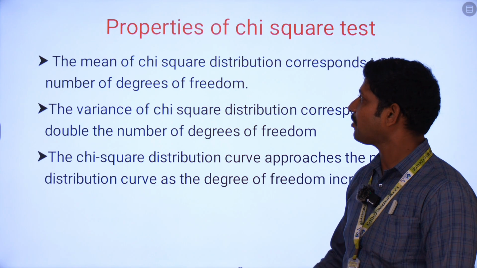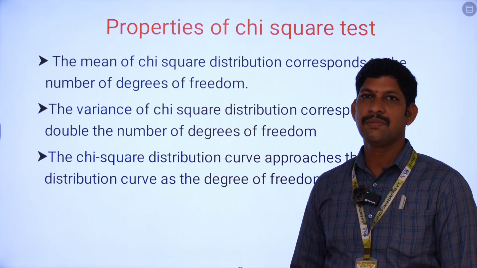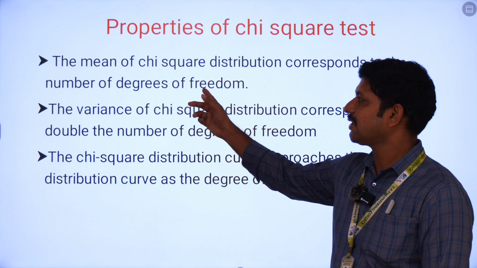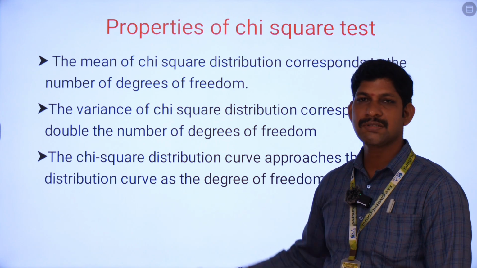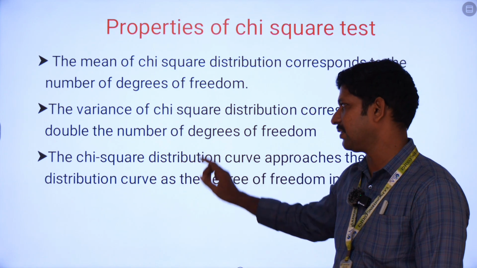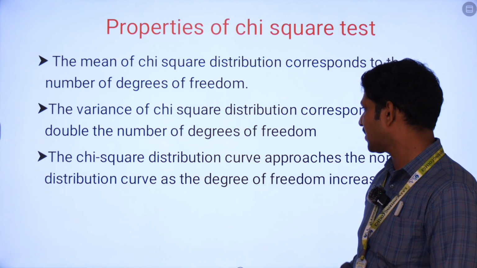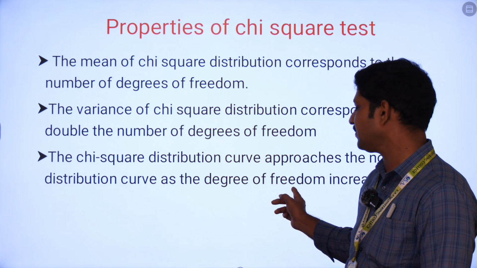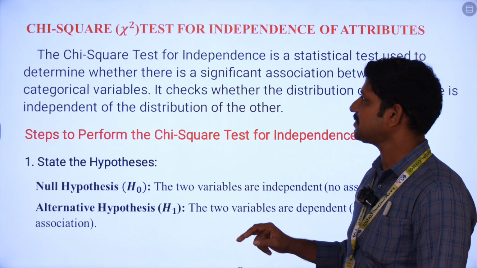So the three major properties of the chi-square test. Property number 1: the mean of the chi-square distribution is equal to the number of degrees of freedom. The second property: the variance of the chi-square distribution is equal to double the number of degrees of freedom. Third: the chi-square distribution curve approaches the normal distribution curve as the degrees of freedom increase. These are the three major properties.